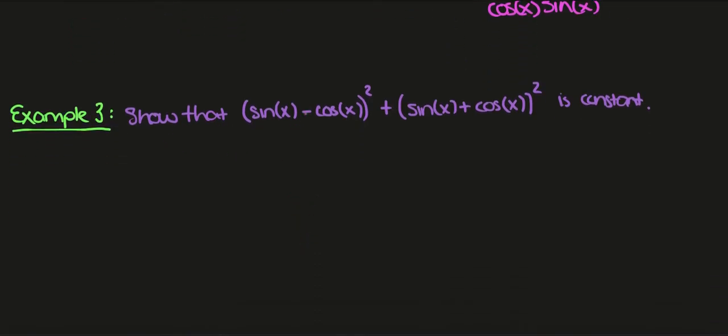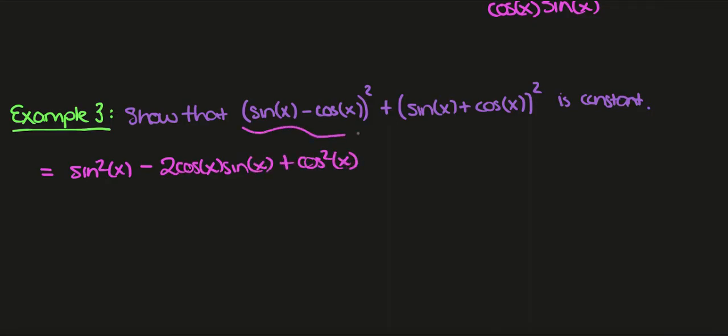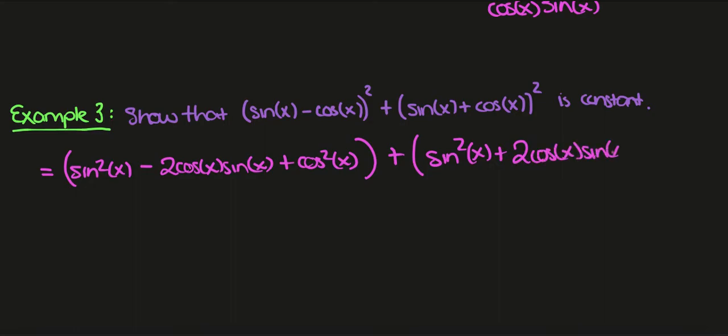Okay, for the last one, show that (sine x minus cos x) squared plus (sine x plus cos x) squared is constant. So I'd expand each of these expressions. So we'll get sine squared x minus 2 cos x sine x plus cos squared x. That's this first expression here. There, I'll maybe put that in parentheses. And the second expression is sine squared x plus 2 cos x sine x plus cos squared x.